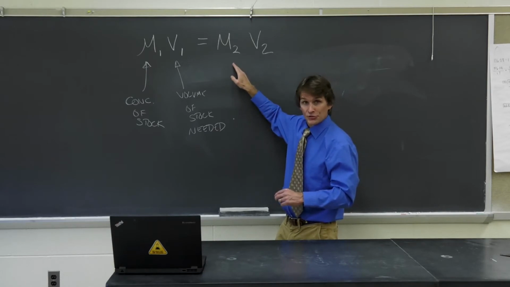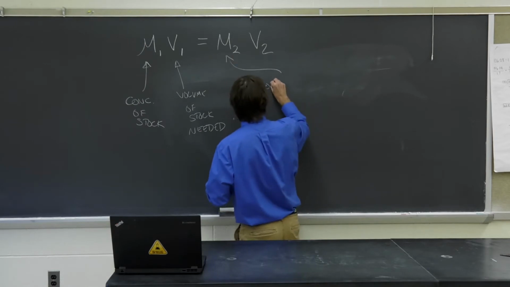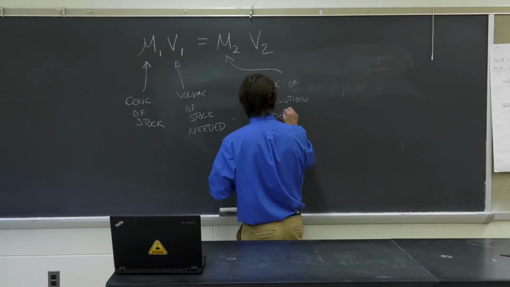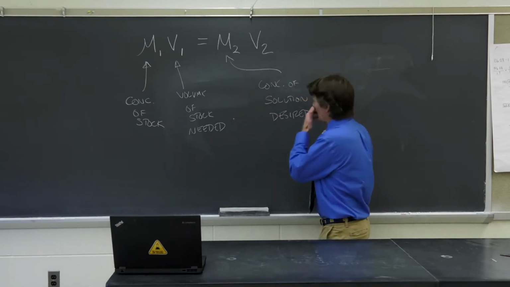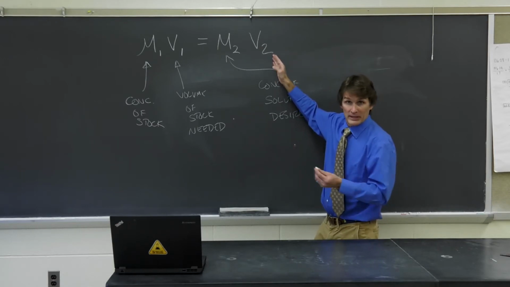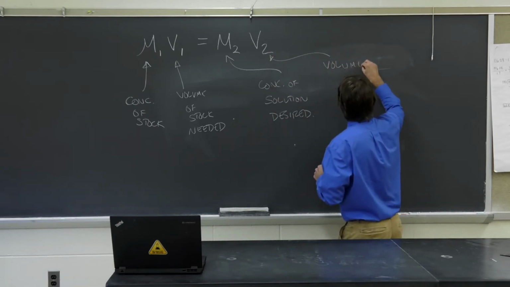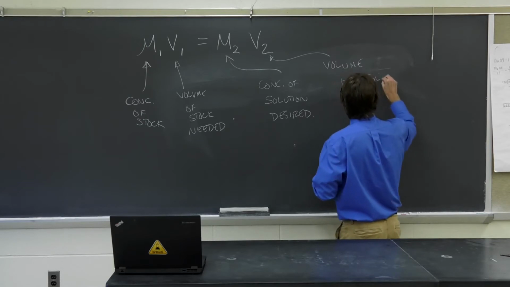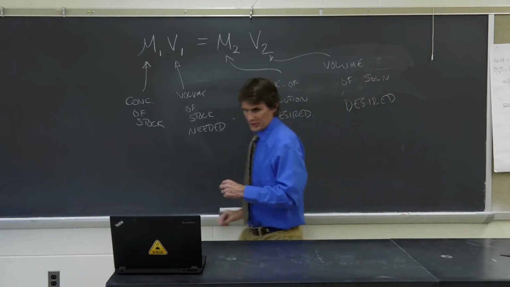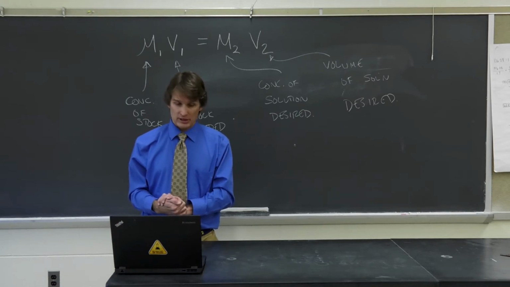M2 is going to be the concentration of the solution that we want to make. Concentration of solution desired. And V2, that's going to be the volume of the solution that we want to make up. Volume of solution desired. And there's a problem that we'll work through together on slide 4 of the PowerPoint 4B solution concentration.